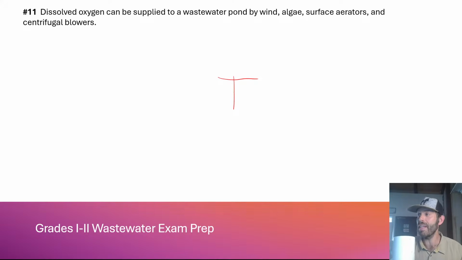Wind, another thing that they might ask you about that could create dissolved oxygen is wildlife. Oh, ducks, flying into the pond and waddling around. They'll mix up the top layer. Something else to be aware of.